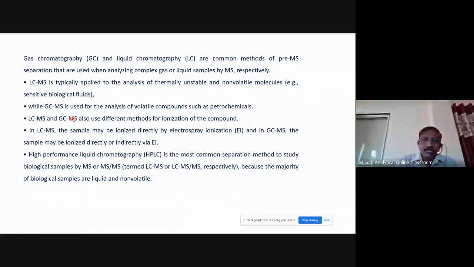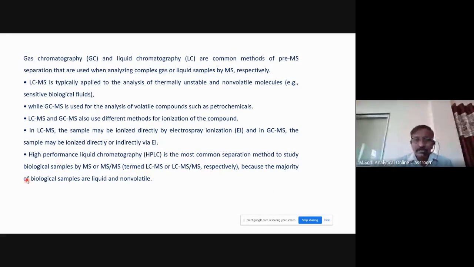So in LCMS, the samples may be ionized directly by electrospray ionization, and in GCMS the sample is ionized by EI, that is electron ionization. High performance liquid chromatography is also commonly used for separation. So not only GC and LC, but HPLC is also used to separate at the initial stage, and then it passes through the MS or MSMS, that is called tandem spectrometry, that is LCMS or LCMSMS.